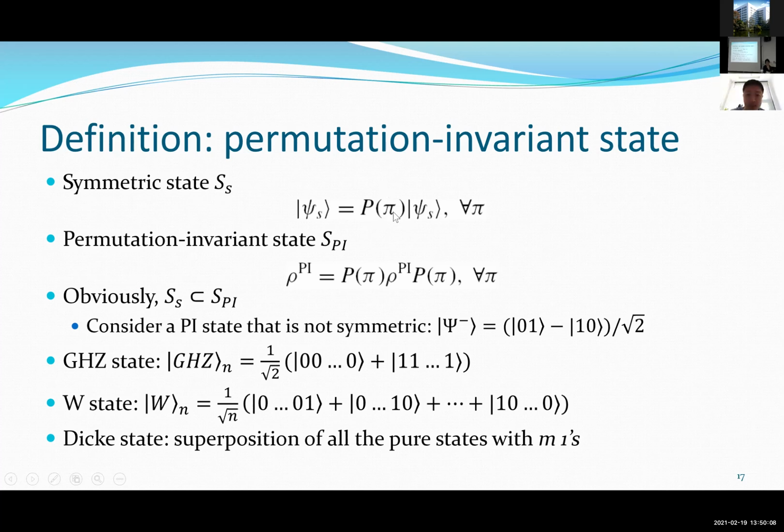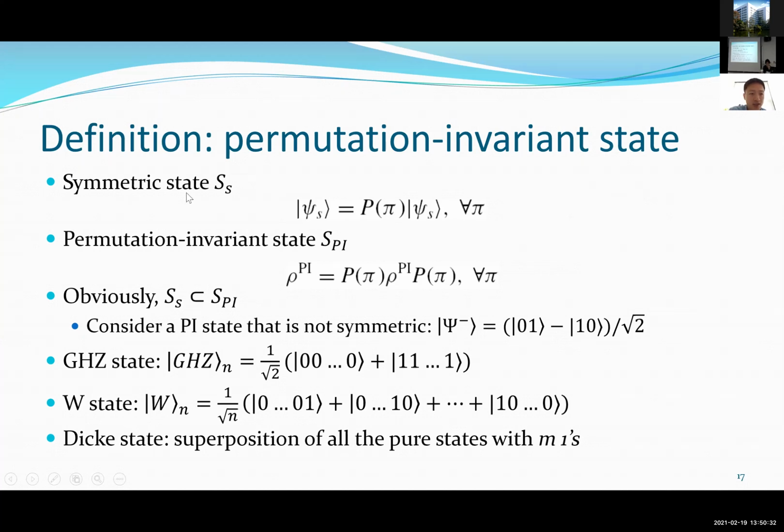So this pi is a permutation. Think about it as a P of pi. This is a unitary transformation, just permuting two of the parties. So this is the permutation of the parties. If a state is invariant under any permutation, we call it a symmetric state. All right, so what's the permutation invariant state?